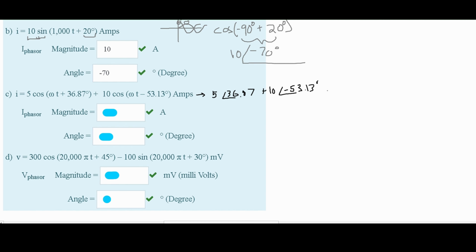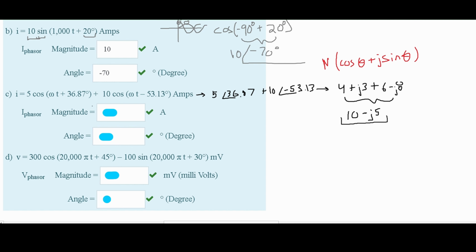From here, we need to add them together. However, we cannot add them together since they are in polar form. We need to convert them to a rectangular form and then add like terms. To convert from polar to rectangular, we can use this equation, where we have the number out front, a parenthesis, multiplied by the cosine of our angle, plus j times the sine of our angle, with a closing parenthesis. And these are the values that we will be getting. Now from here, we are going to combine like terms, and this is going to give us a 10 minus a j5. Now this is our rectangular form.